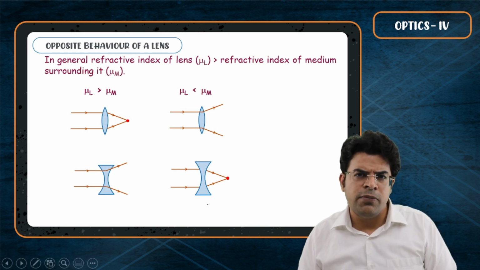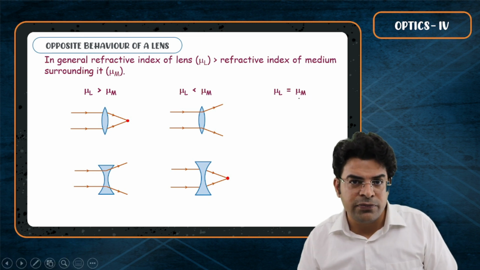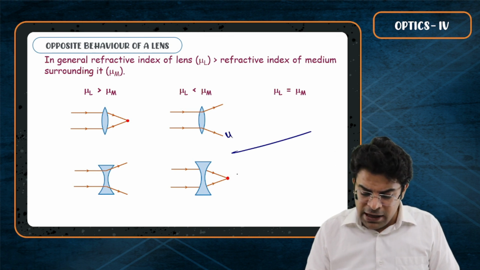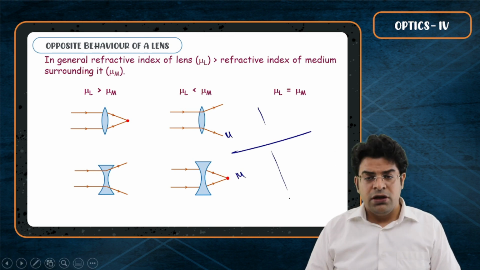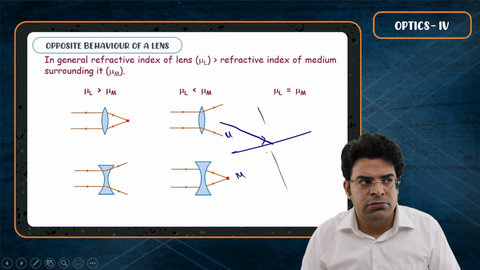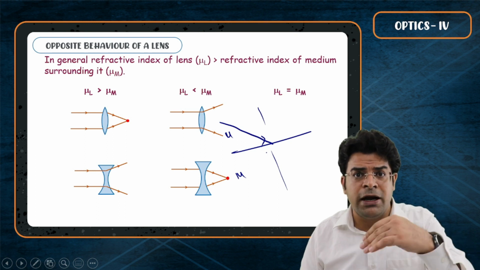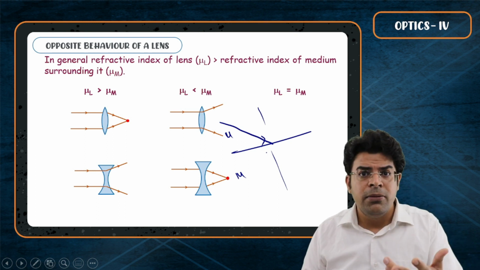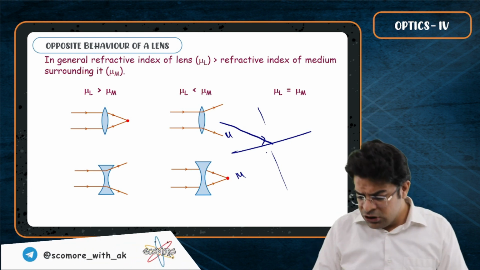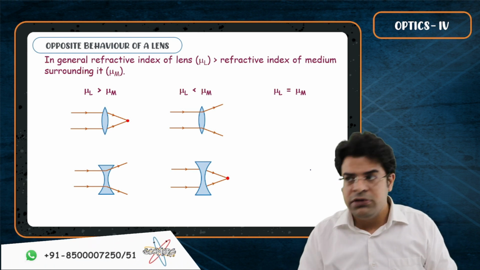Sir, but what if the surrounding and the lens have the same refractive index? From Snell's law, tell me, if both media have the same refractive index, will the light ray bend towards the normal or away from the normal? It won't bend. It will neither bend towards the normal nor away from the normal. It won't bend because the medium property for the propagation of light remains the same. So it goes straight.